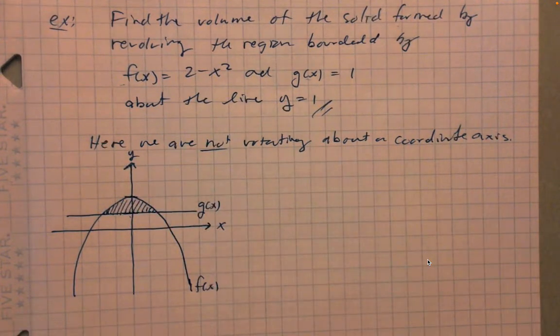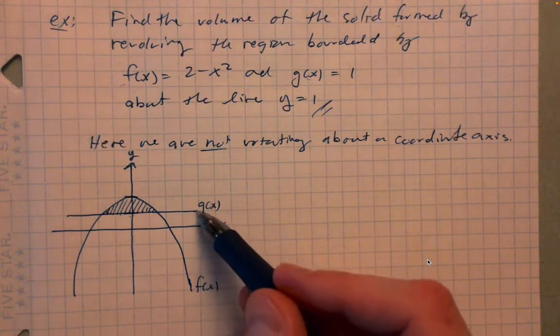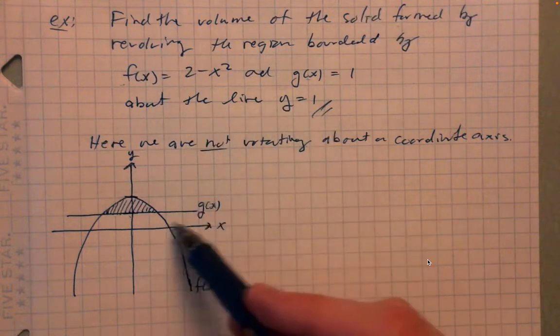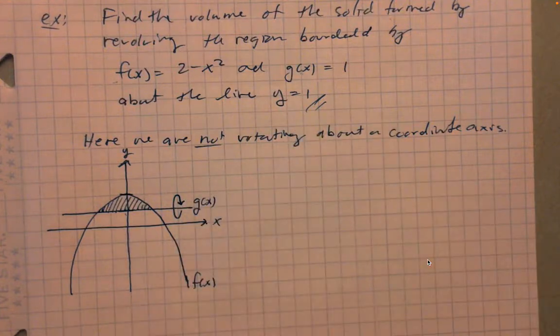So that's the region that's bounded by f and g, and this region is going to get rotated, but it's not going to be rotated around the x-axis, it's going to be rotated around the function g. So it's being rotated about the line y equals 1, which is g itself. Right, so it's going to rotate around this.